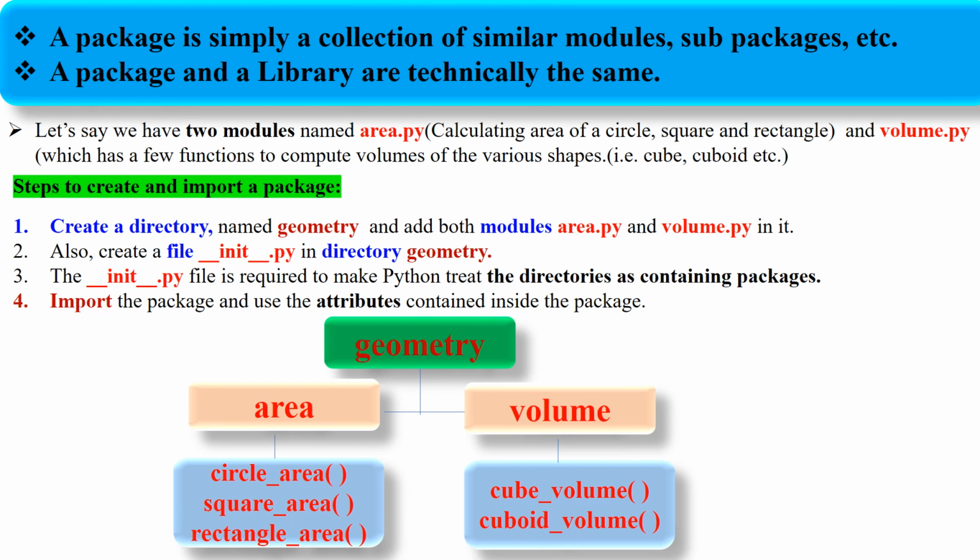Steps to create and import a package. Create a directory named geometry and add both modules area.py and volume.py in it. Also, create a file __init__.py in directory geometry. The __init__.py file is required to make Python treat the directories as containing packages. Import the package and use the attributes contained inside the package.